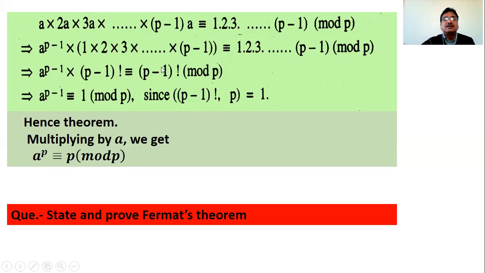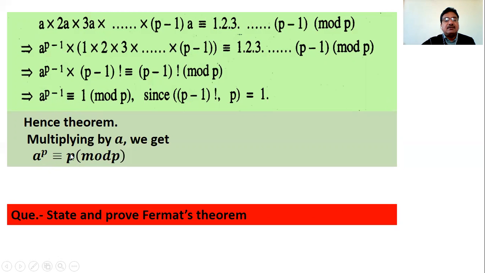Therefore, cancel this P minus 1 factorial. We have A raised to P minus 1 is congruent to 1 modulo P. This is actually Fermat's theorem. And then multiply both sides by A. We have A raised to P minus 1 into A raised to 1, that is A raised to P.